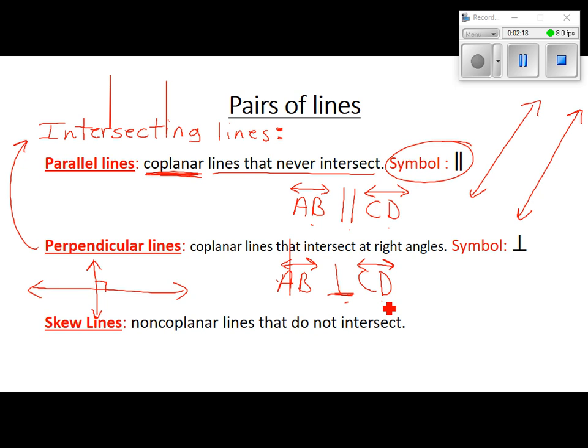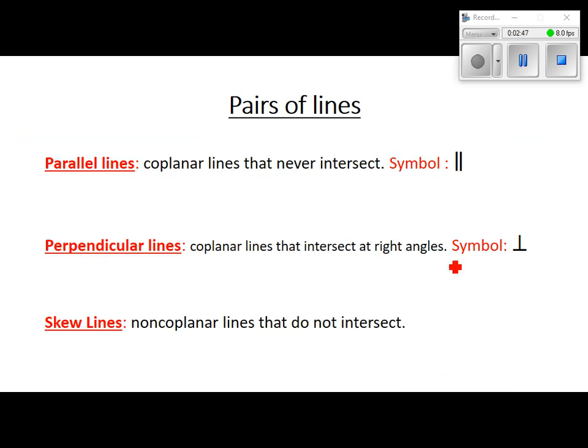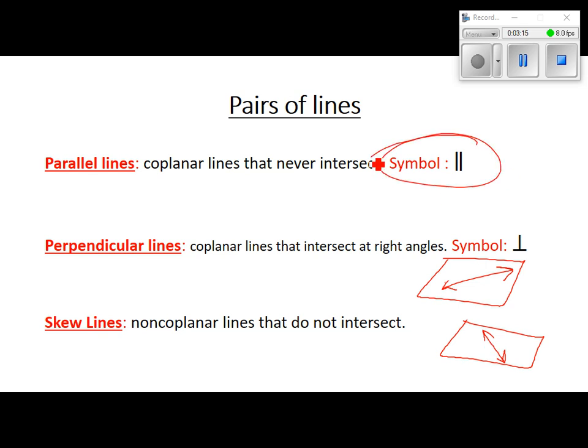Skew lines. It's hard for me to draw skew lines, because I can't really draw it on this two-dimensional surface. Skew lines are two lines that are on two different planes, but are never going to intersect. If I drew a plane here, and I had another plane sort of down below it, if you can imagine that as being three-dimensional, and there's a line on this plane and another line on this plane, these two lines are never going to intersect, but they're not parallel lines. They're not parallel because they're not coplanar. They're not on the same plane.